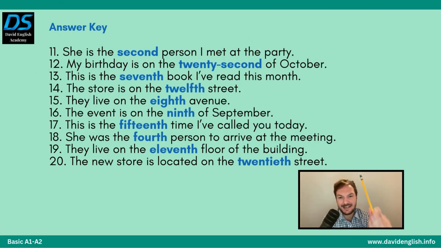She is the second person I met at the party. My birthday is on the 22nd of October. This is the 7th book I've read this month. The store is on the 12th street. They live on the 8th Avenue.